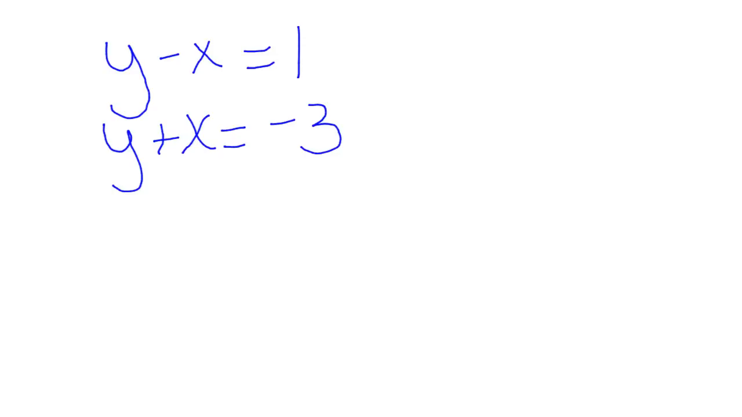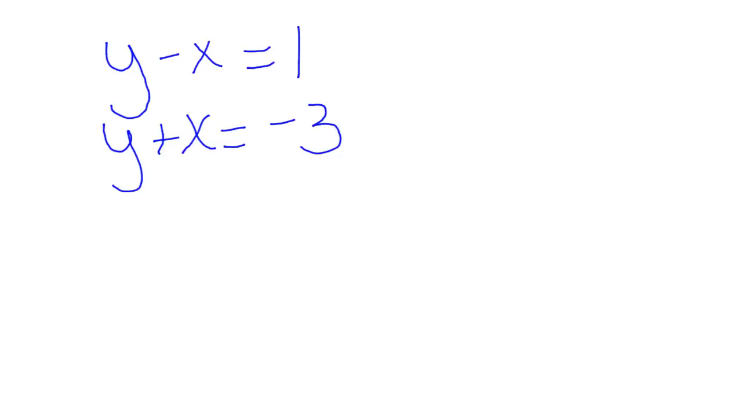The problem we are going to look at today is y minus x equals 1 and y plus x equals negative 3. To do the elimination method, you're trying to find a way to get something to cancel. This problem is set up really nice for us because this negative x and this positive x will cancel.